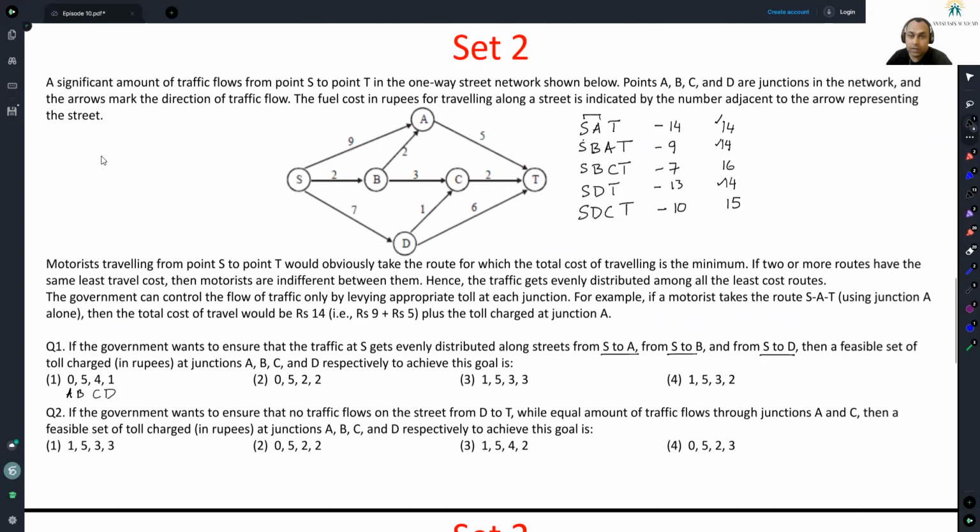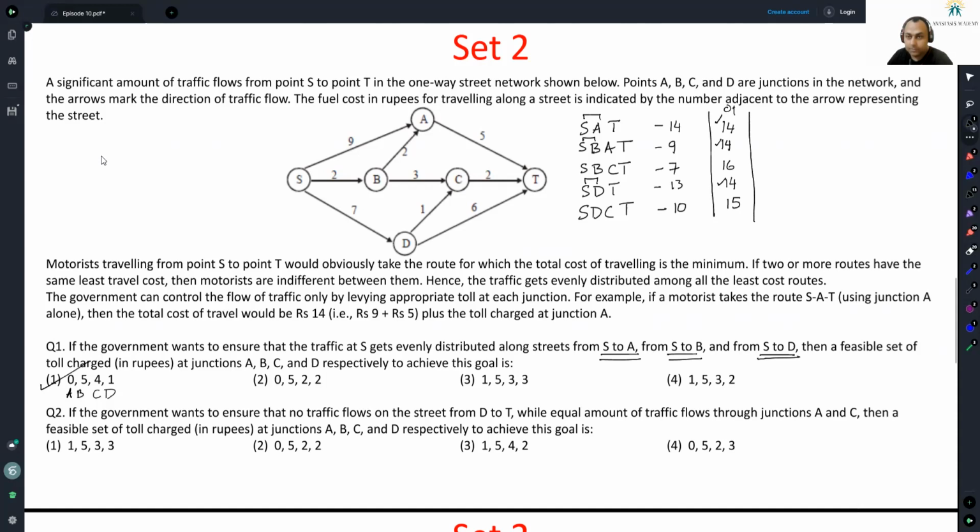Traffic from S to A, S to B, and S to D will get equally distributed, because our objective was to ensure that traffic distribution from S to A, S to B, and S to D is equal, and these are the 3 lowest cost routes. Of course, that objective will be achieved. So 1 seems likely. For peace of mind, you can also go ahead and check other options. I will do that right now.